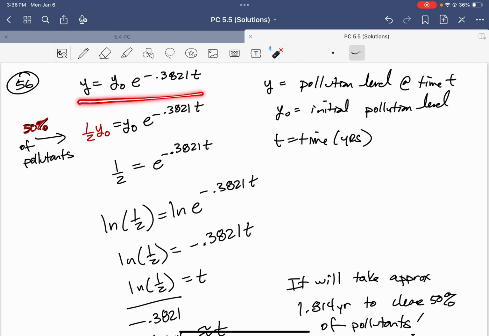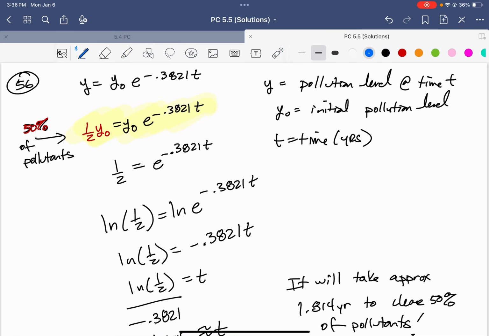56, they say that this is our equation for an initial amount of pollution. You give me a time and I'll tell you how much pollution is left. So they want to know, when will we be down to 1/2 of the original amount, or 50%. So that means I can replace the output with 1/2 of y naught. So now here's an equation we need to solve.